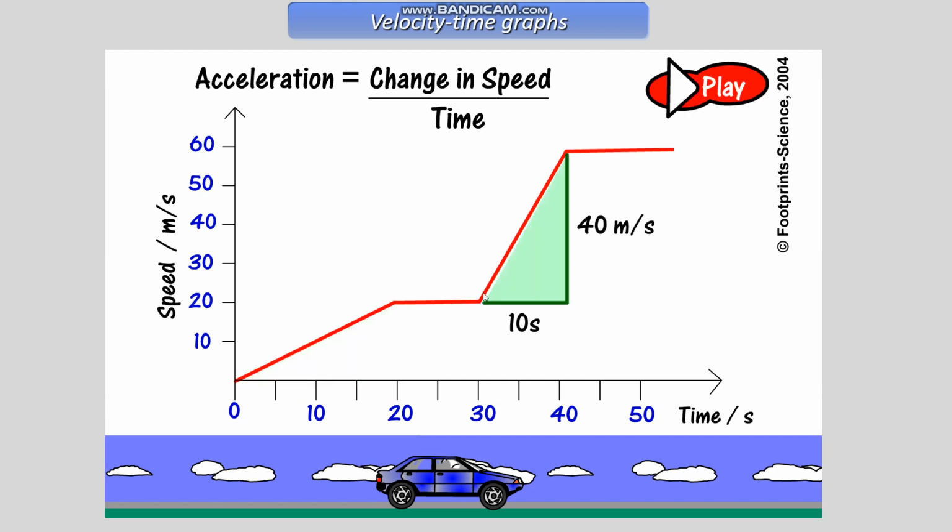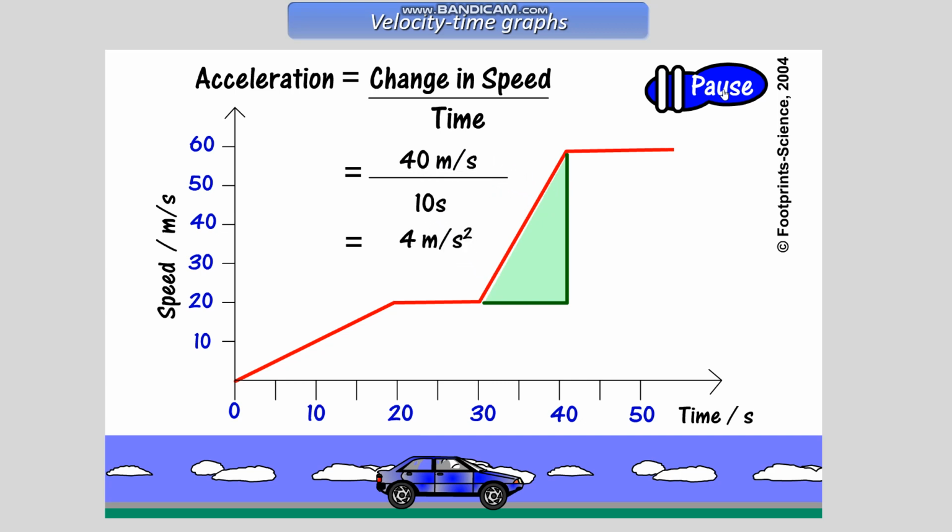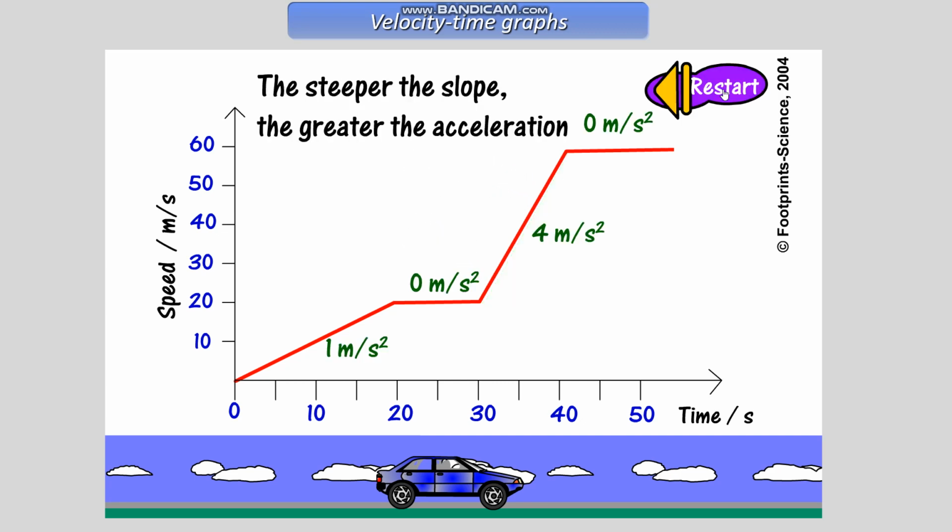We did say here that the line is steeper, so we're expecting a greater acceleration. And again, we're going to use acceleration equals change in speed divided by time. Now notice the change in speed isn't 60 because you're already starting at a speed of 20 here. So you're going from 20 to 60, which is a change of 40, and it's taking you 10 seconds to do that. So we put our numbers in, and we end up with an acceleration of 4 meters per second squared.